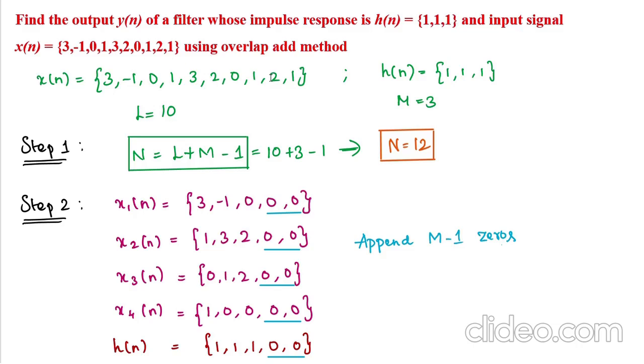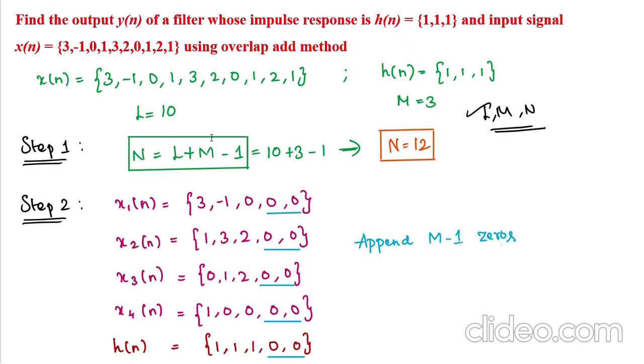To begin with, firstly we will be calculating the values of L, M and N, which will be the first and foremost step. So what is this L? This L is the total number of terms present in the sequence of x of n. So x of n contains 10 terms here. So the value of L will be 10. Next, coming to the M, M is nothing but the total number of terms in the impulse response sequence. So here it is 3, so M is equal to 3.